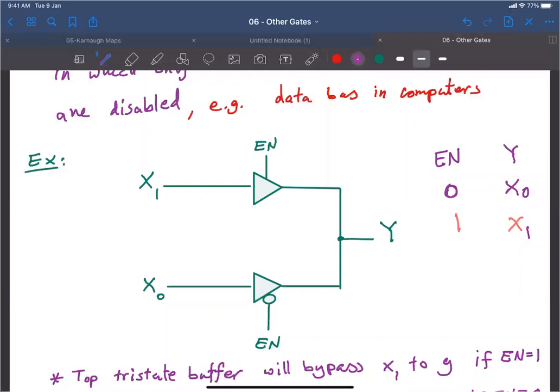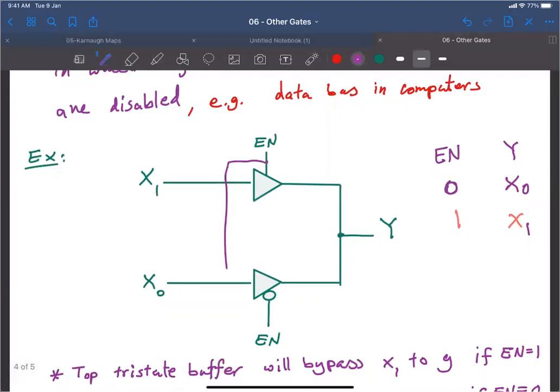Now enable is the same signal on the top and the bottom. It's given the same name, so it's the same signal. So imagine there is a wire connecting both signals together. Imagine that this signal here is connected to this signal here. They are the same signal, but I'm not showing it here to make the circuit look neater.